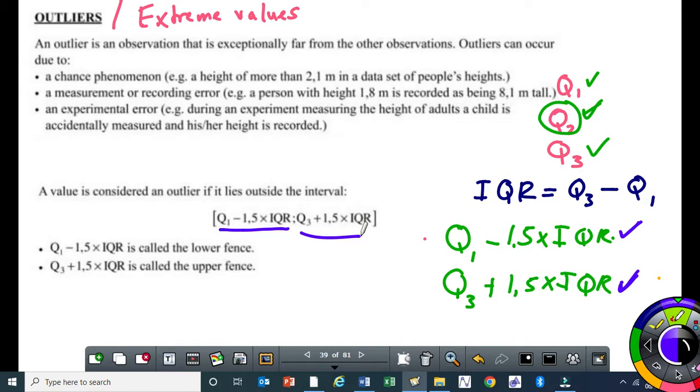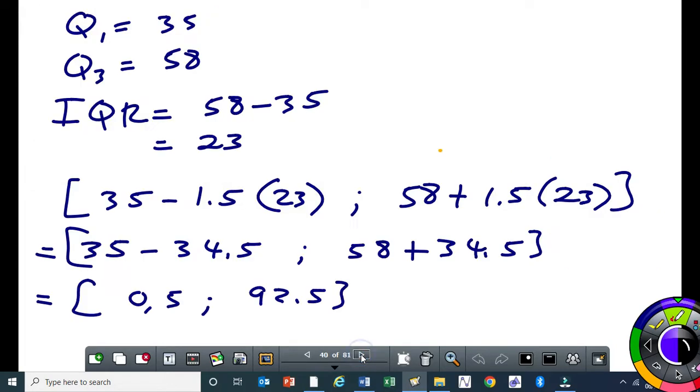Is there any question there? All right. If you don't have a question there, let's move on to a quick example.